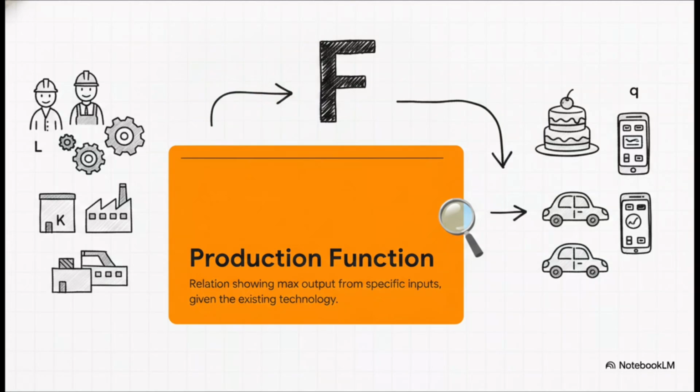The Q stands for your output, so the cakes you're baking, the cars you're building, the apps you're coding. The F just means it's a function of your inputs. And what are those inputs? Well, primarily they're L for labor, meaning your workers, and K for capital, meaning your machines, your buildings, your equipment. Simply put, output equals what happens when you combine your workers and your machines.